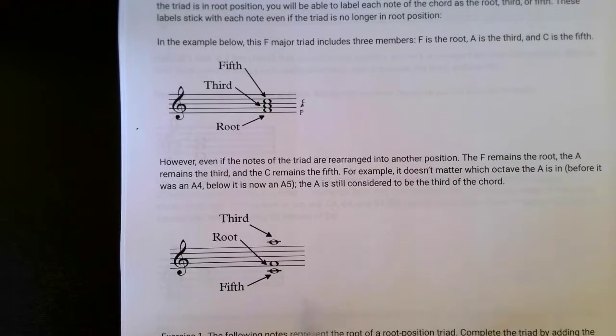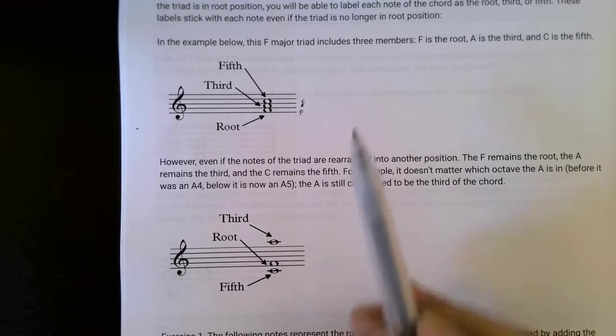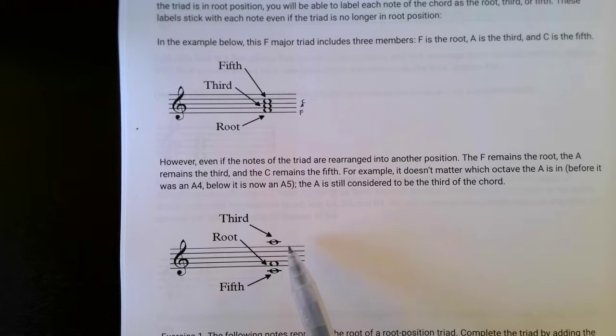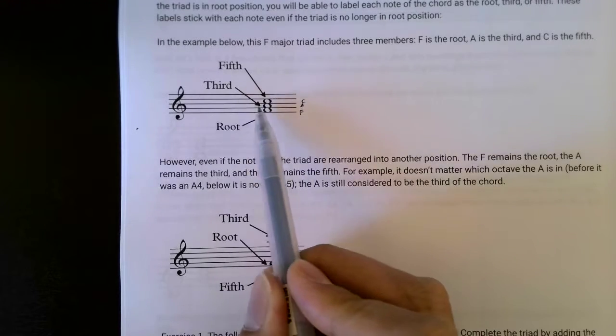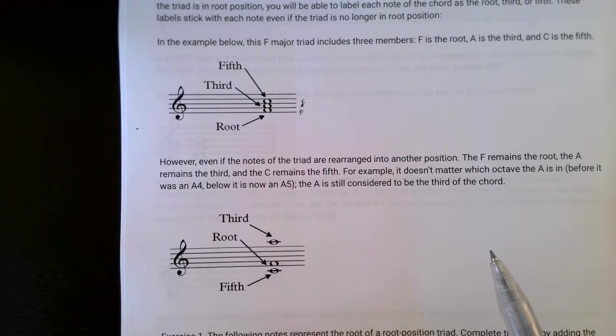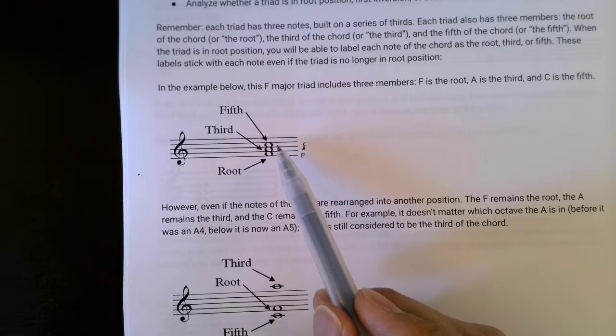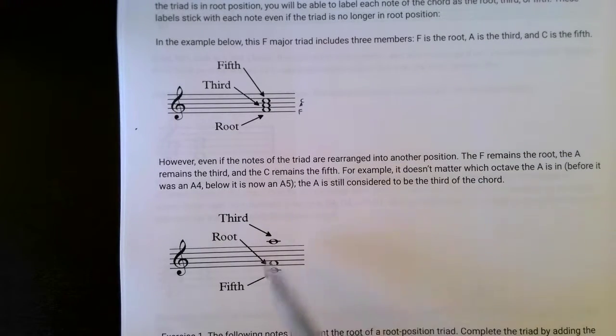All right, let's take a look at this example right here. Here, the A used to be an A4 over here, and now it is an A5. However, you can see that this is still the third. Even though this is now the top note, it is still the third because we determined that the A is the third from the root position here. So the A is the third of this F triad, and no matter what position it's in, the A is always the third. Same thing with the C. It used to be C5, now it's C4, but it's still the fifth.